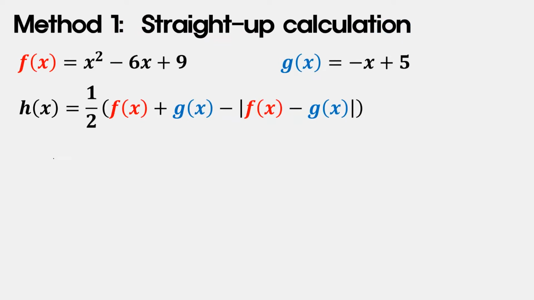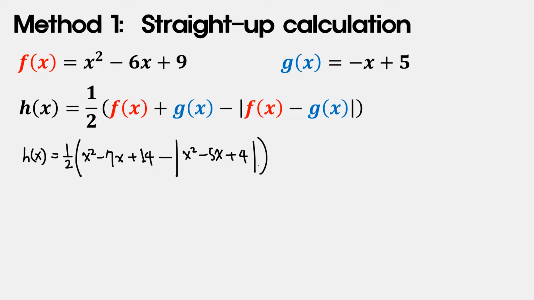The first method is to directly substitute f(x) and g(x) in the definition of h(x). So h(x) equals 1/2 times, here f(x) plus g(x) is x squared minus 7x plus 14, minus, then we have absolute value of f(x) minus g(x), and f(x) minus g(x) is x squared minus 5x plus 4. So we have absolute value of x squared minus 5x plus 4 here. Therefore, we must divide cases according to the sign of x squared minus 5x plus 4.